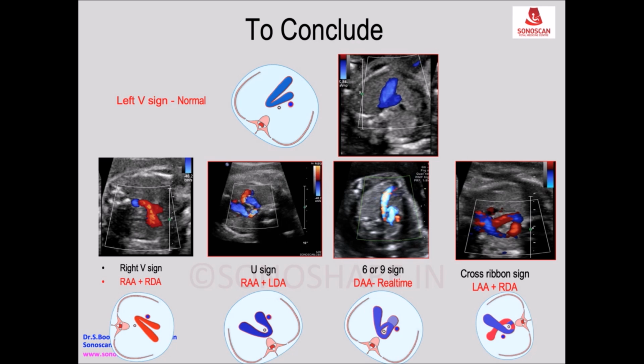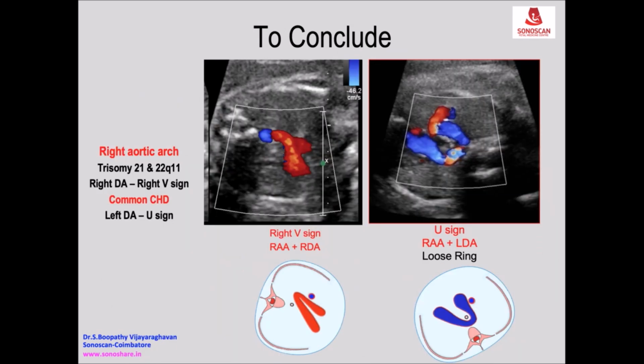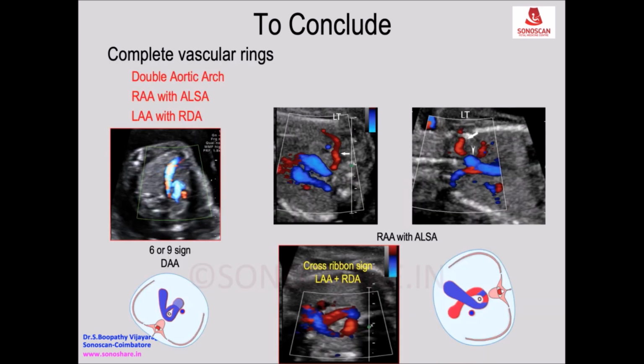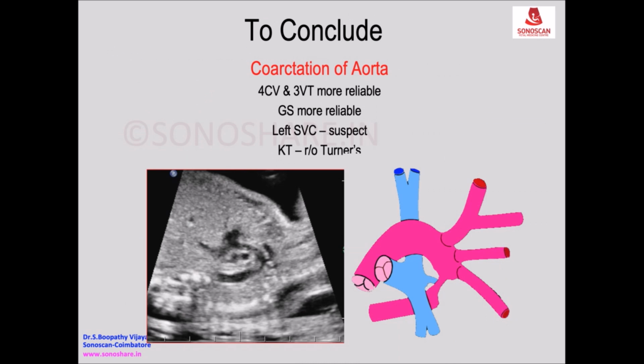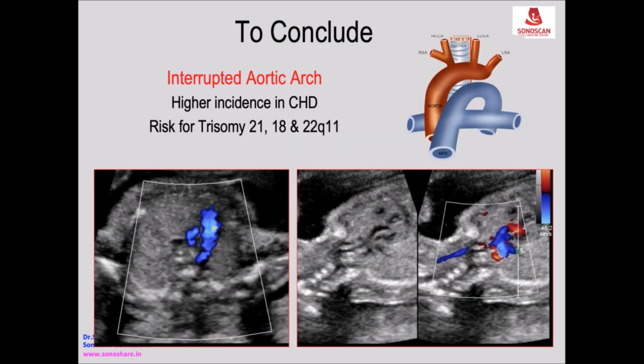And in left aortic arch and right ductal arch, we get the cross ribbon sign, associated cardiac anomaly. And with right aortic arch, if you get a left ductal arch, you get a U sign, which is a loose vascular ring, ductal arch with a cross ribbon sign. So these are the 3 conditions of complete vascular ring, markers of trisomy 21. When it is associated with other markers, and with the cardiac anomaly, the risk for trisomy 21, 18 and 22q11 increases.